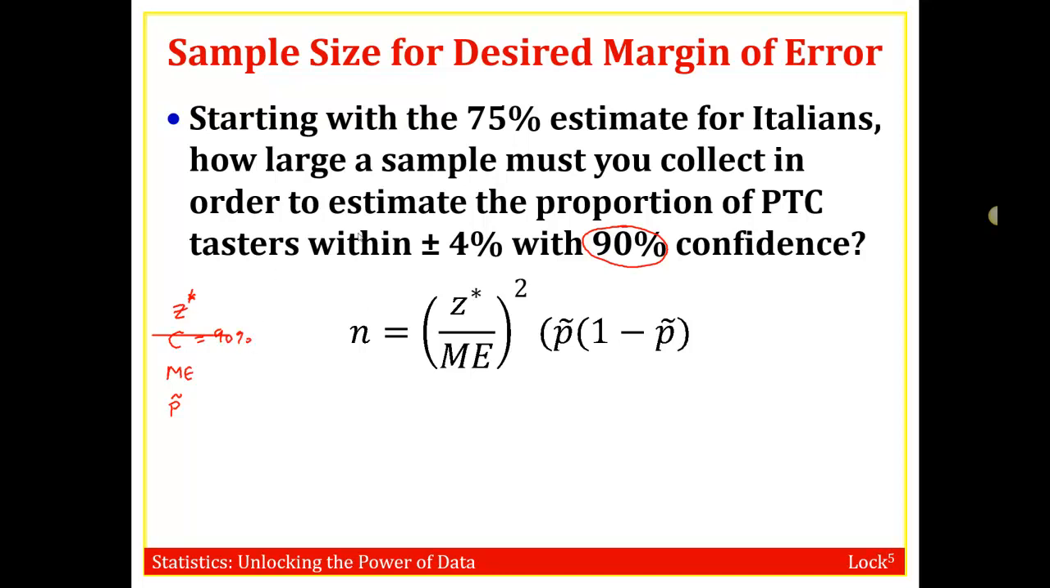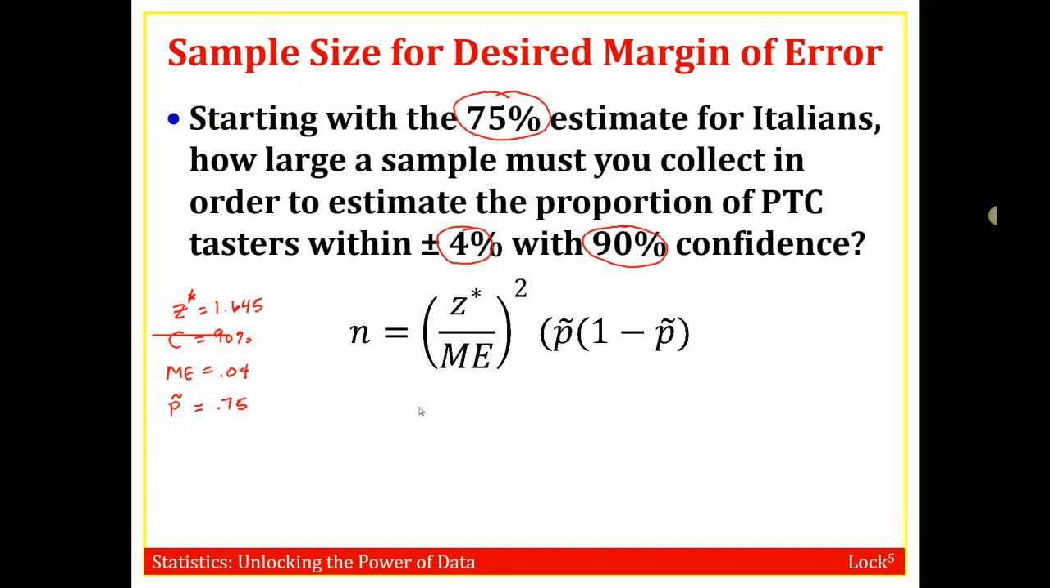And we saw when we looked at confidence intervals that z star for 90% confident is 1.645. The desired margin of error that I want in this problem is 4%. And we always plug that in as a decimal, so I'm going to put 0.04 for my value there. And then for p tilde, it told us to start with the 75% estimate for Italians, so I'm going to use 0.75 as my p tilde. Again, always using decimal form for all of our percents or proportions there.